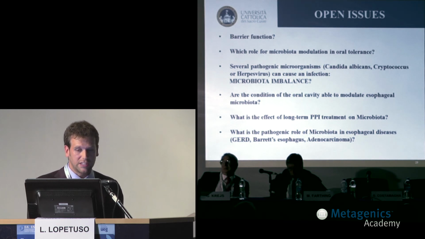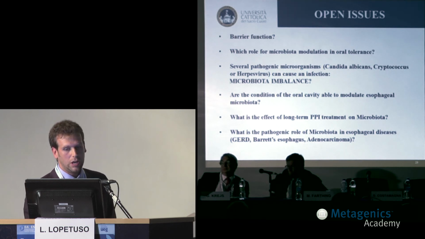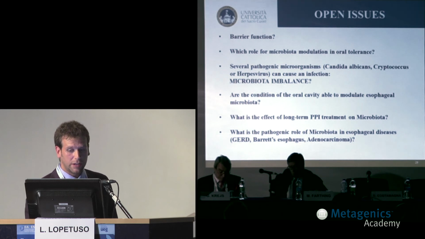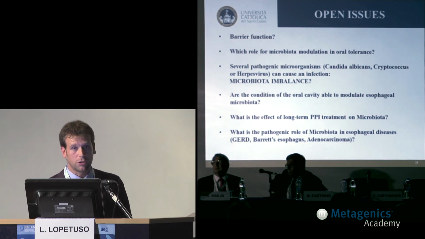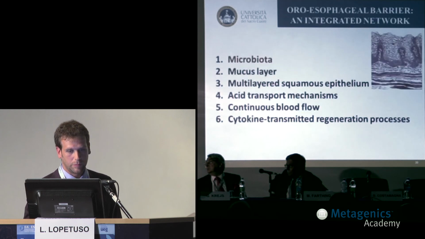We don't know what role microbiota modulation has in oral tolerance. We know that several pathogenic microorganisms, such as Candida albicans, Cryptococcus, and herpes virus, are able to cause an infection. Is this due to a microbiota imbalance, like what happens in the intestine with infectious diarrhea? Are the conditions of the oral cavity able to modulate esophageal microbiota? Moreover, what is the effect of long-term PPI treatment on microbiota? And finally, of course, what is the pathogenic role of microbiota in esophageal diseases?